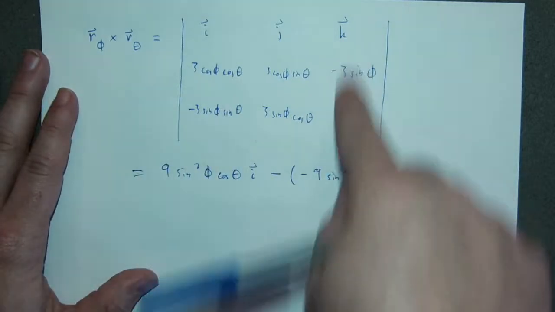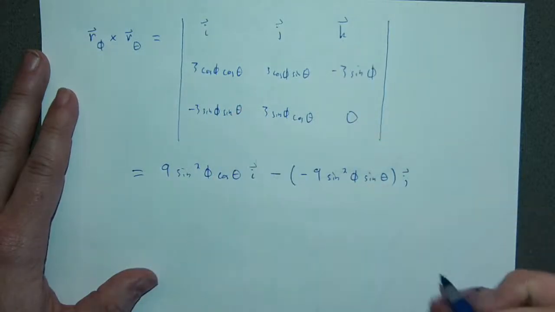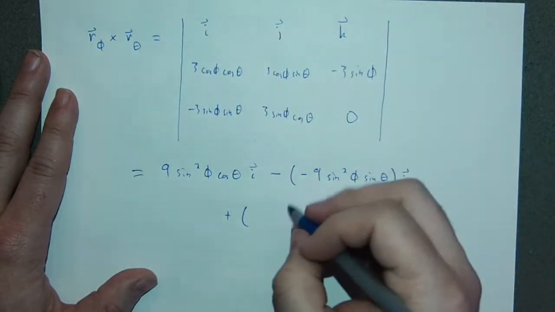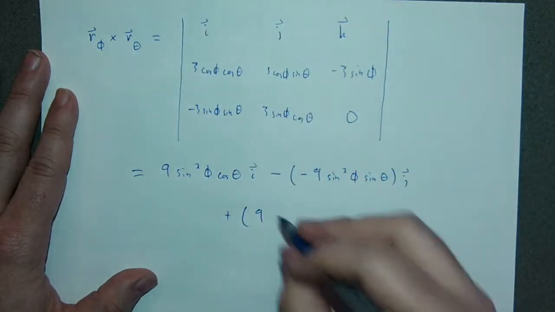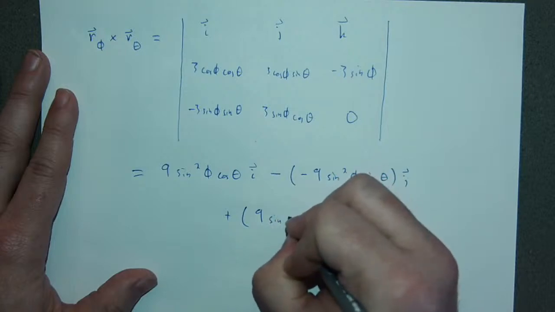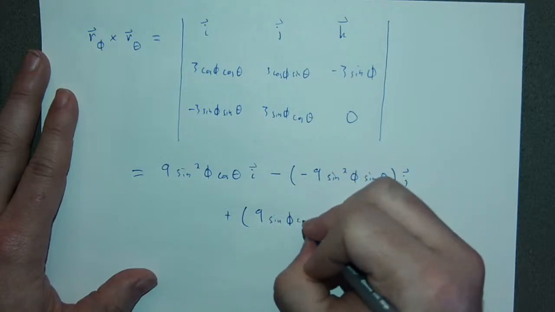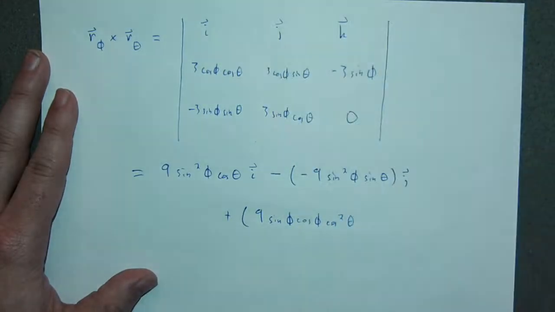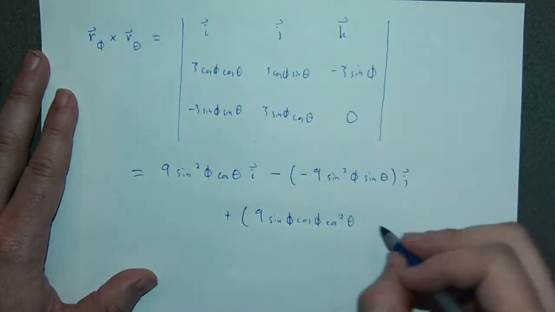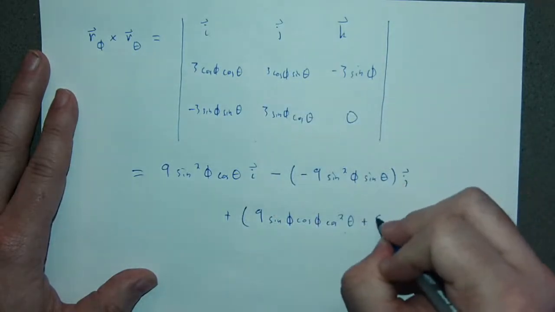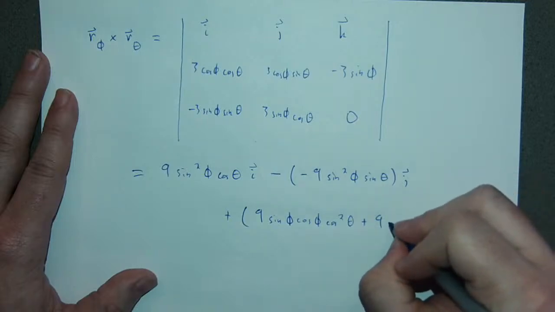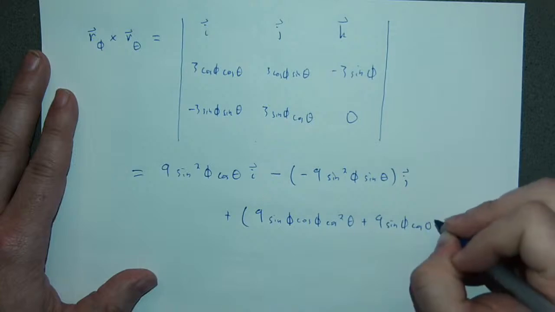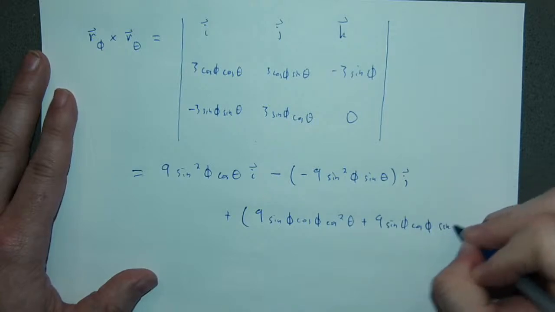And then lastly, in the k slot, now I don't get the 0 anymore. This is going to be plus 9 sine phi cosine phi cosine squared theta. That's from this multiplication. Minus minus 9, so that's plus 9 sine phi cosine phi sine squared theta.